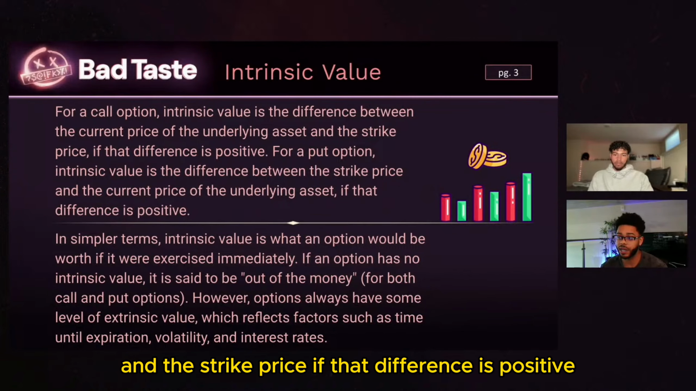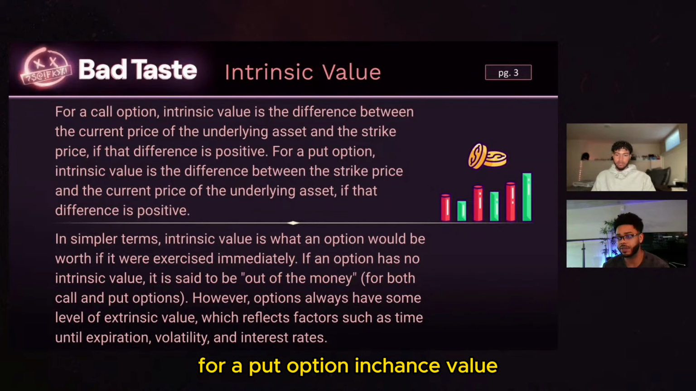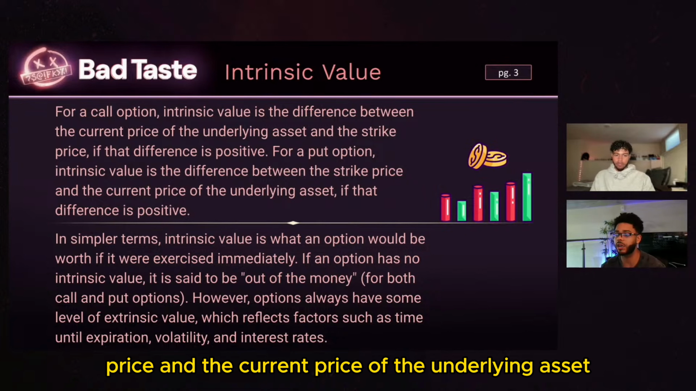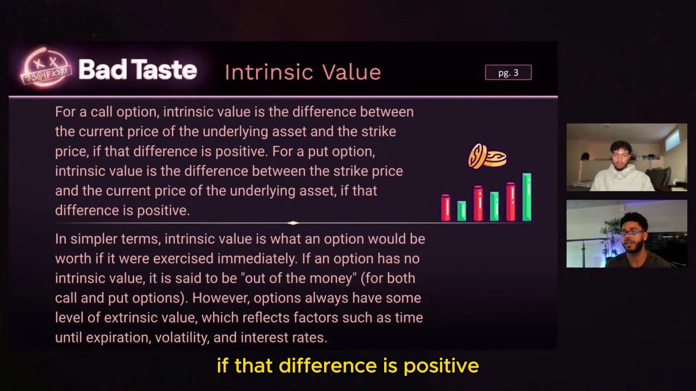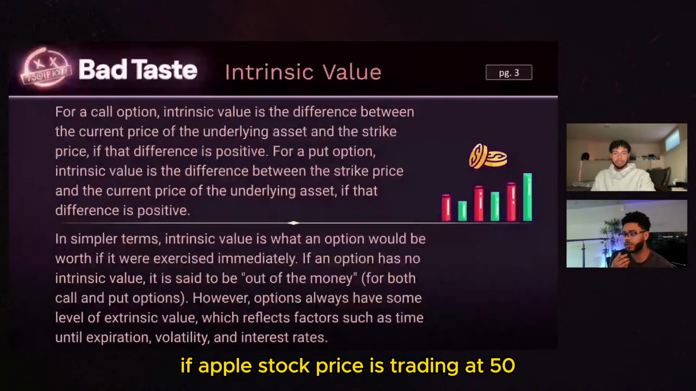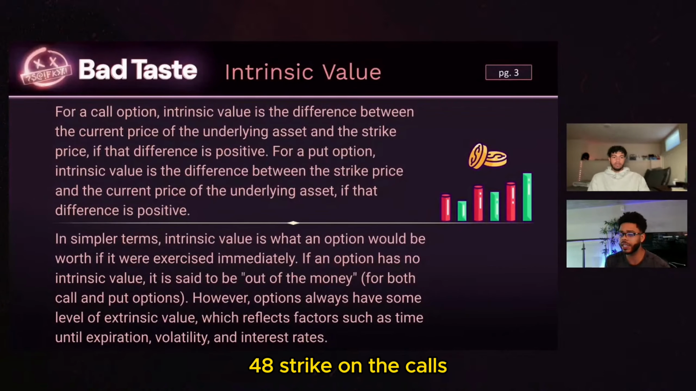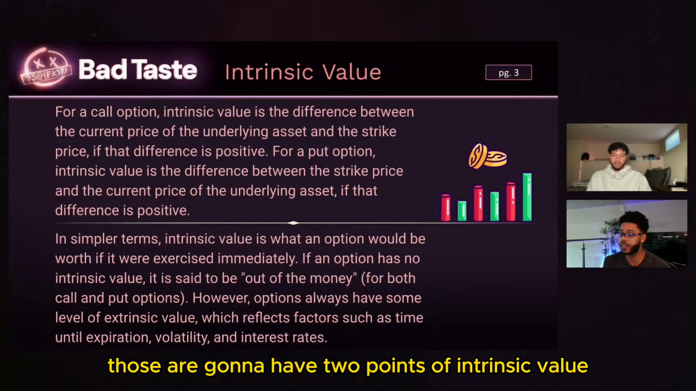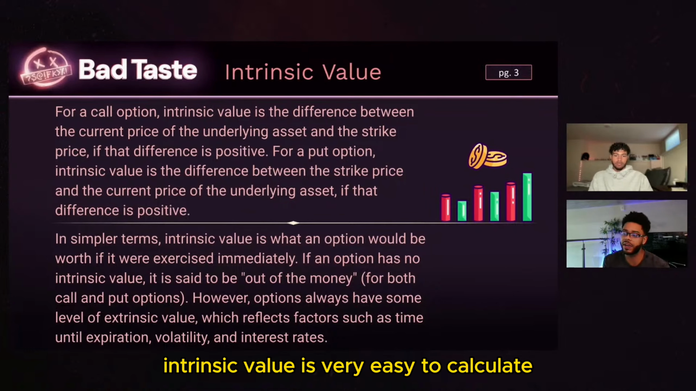If that difference is positive for a put option, intrinsic value is the difference between the strike price and the current price of the underlying asset, if that difference is positive. So it's just like we just talked about. If Apple stock price is trading at 50, the 48 strike calls are going to have 2 points of intrinsic value. It's so simple. Intrinsic value is very easy to calculate.